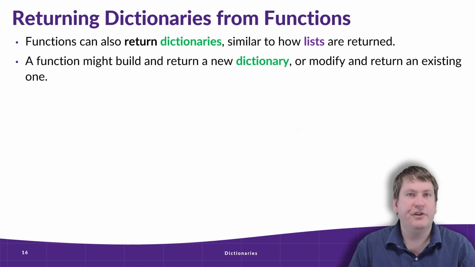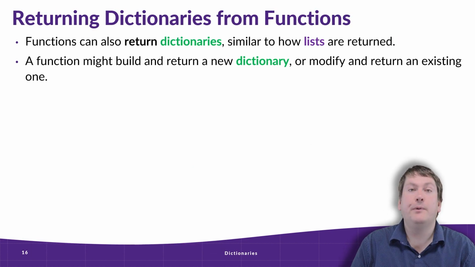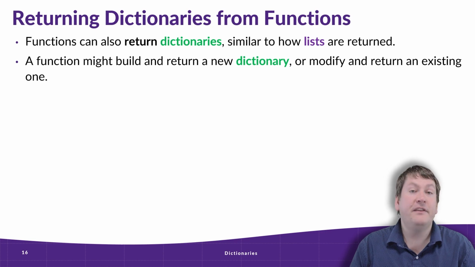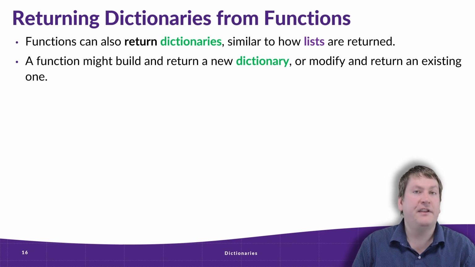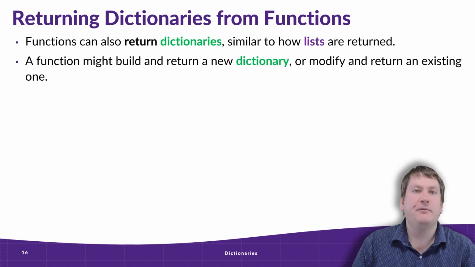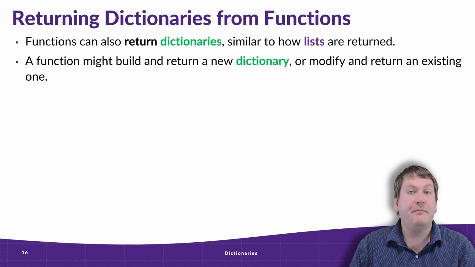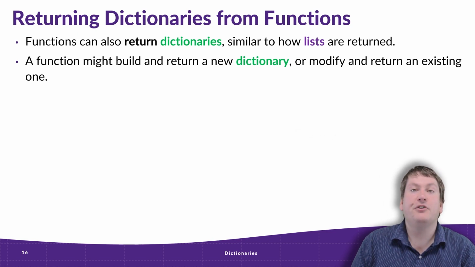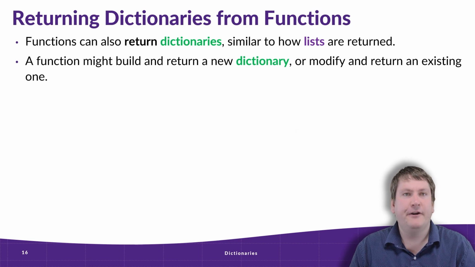We can also return dictionaries from functions, just like we can return lists from functions. And this can be very useful because we could have functions that generate a new dictionary and return a reference to that dictionary that we could use outside that function, or it might make modifications to that dictionary and then return a reference to that existing dictionary.